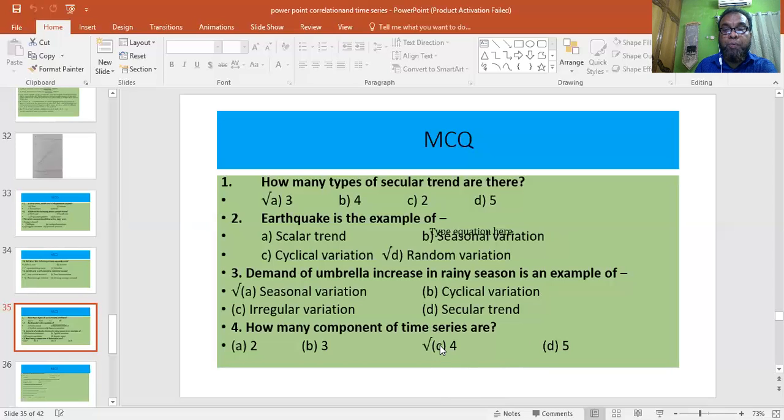How many components of time series are there? There are 4 components of time series. You know, the components are secular trend, seasonal variation, cyclical variation, and irregular variation. Irregular variation is also named random variation.